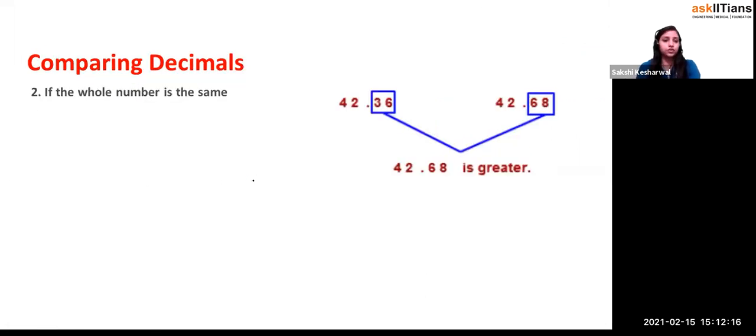Okay, just a minute. If the whole part is the same, right? So if the whole part is the same, right now it's written 42.36 and 43.68, right? Which one is greater?